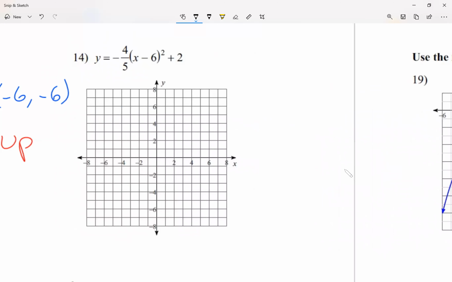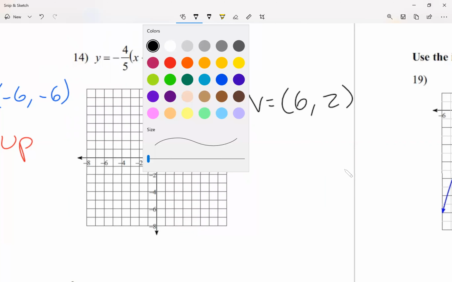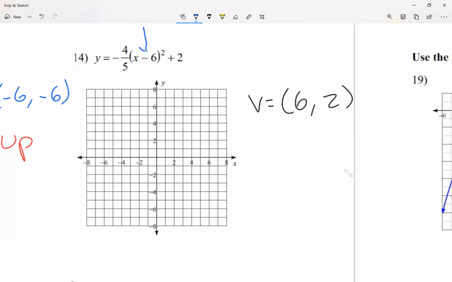My vertex in this case is going to be 6, 2. It's a reminder. My x value comes from the parentheses. Don't forget to switch the sign. And then the y value is there. 6, 2 is there. Let me do a better job. 6, 2 is right there.